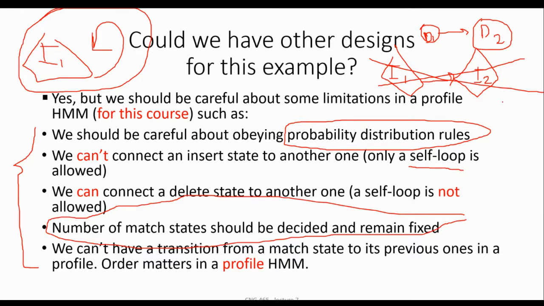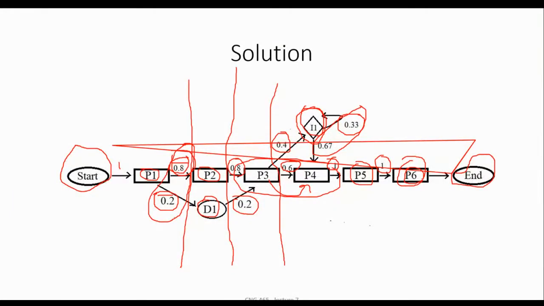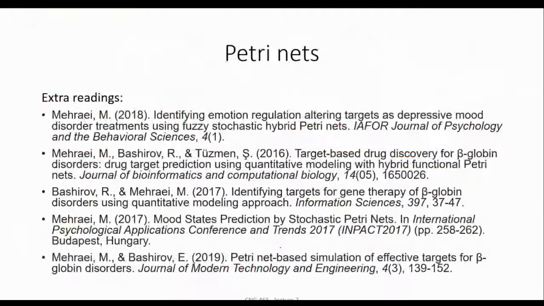design of the HMM. And also, we should be careful that order matters in the profile HMM. It means that you cannot connect P6 to P4, for example, have an arrow like this. Everything goes smoothly from P1 to P6 in order. P1 to P2, P2 to P3, and so on, okay? So we cannot go back from P6 to P4, which was kind of obvious. So there are other algorithms to deal with that for sure.